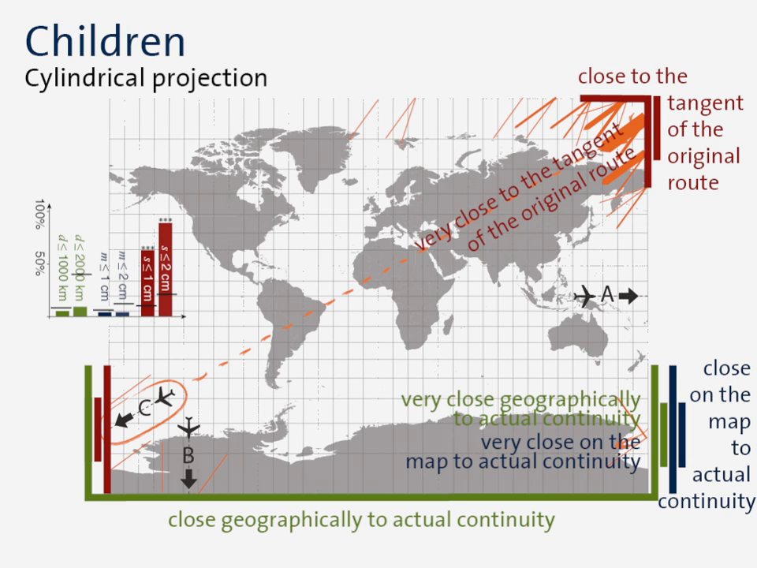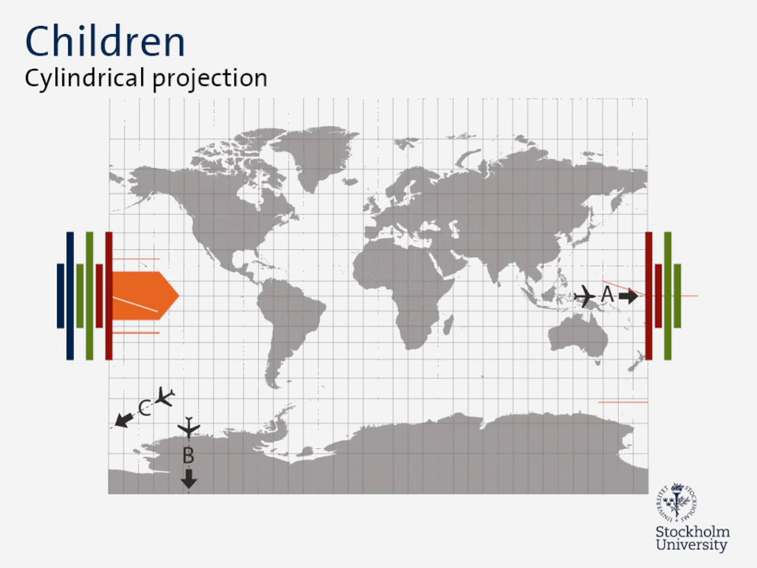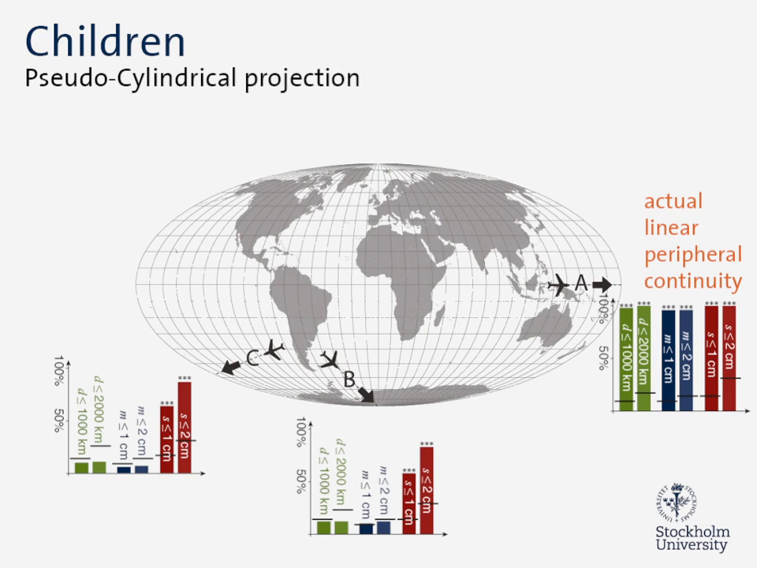The linear peripheral continuity is extremely strong also for the proposed continuation for airplane B. Airplane A is a case with actual linear peripheral continuation, and there the respondents have correctly answered according to the linear peripheral continuity. The same pattern can be seen for this world map based on a pseudo-cylindrical map projection.